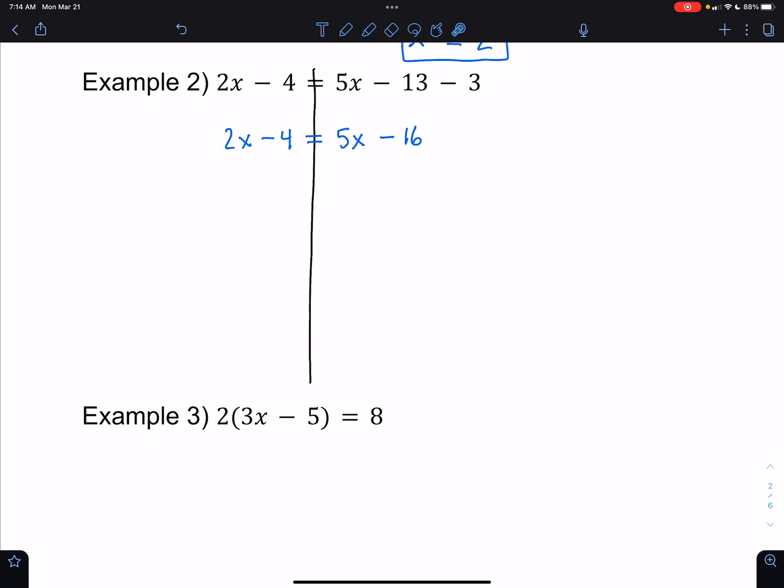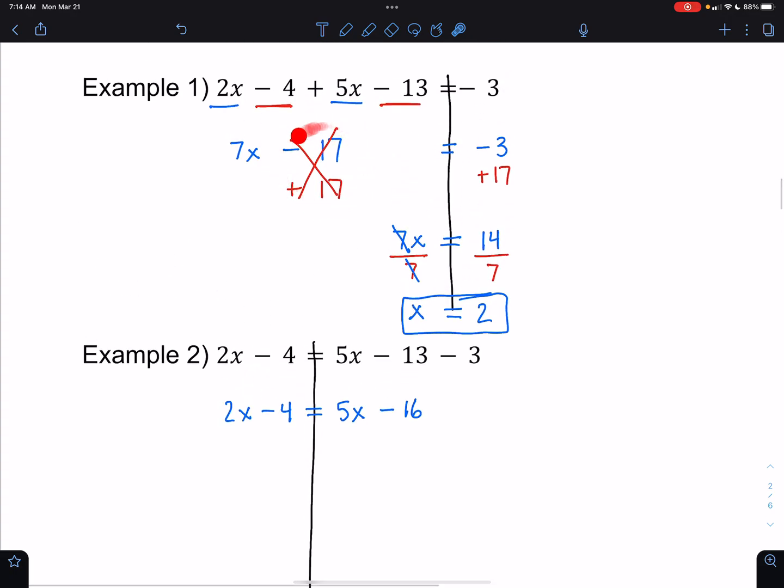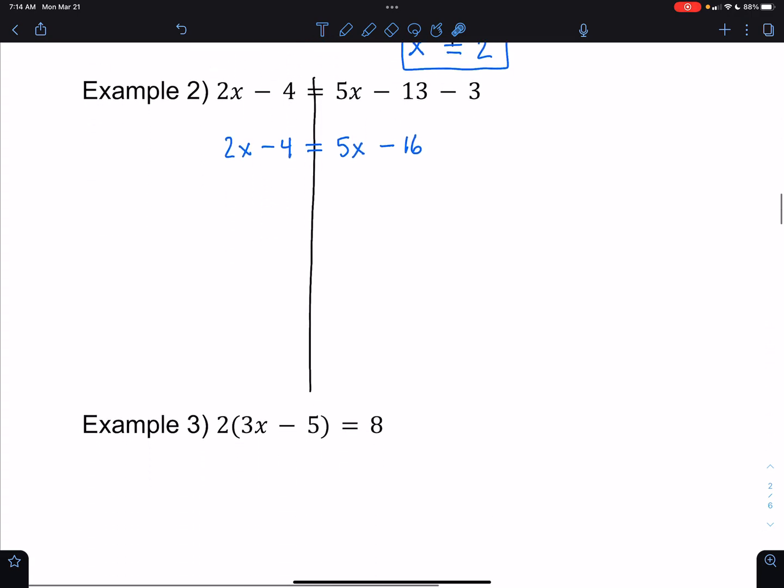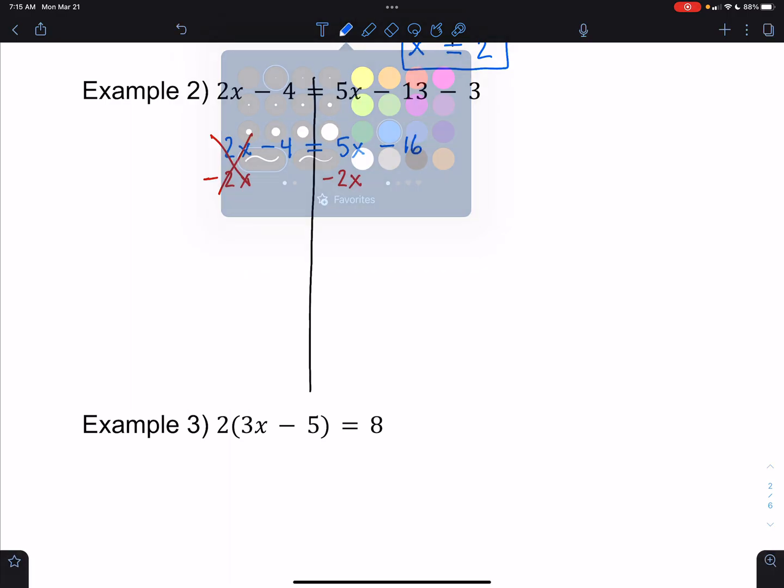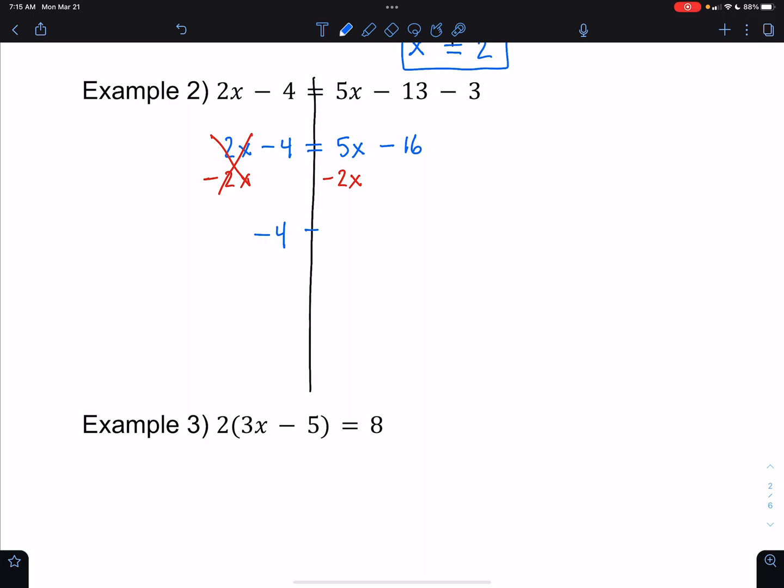And we didn't move x's back and forth in the first example, but we did move some regular numbers back and forth, like when we added 17 to both sides. So we're going to do the same idea with the x things. We have a positive 2x and a positive 5x. So to move those across, we want to add or subtract. We want to do whatever the opposite is. So in this case, if we subtract 2x from both sides, we can take that 2x off of the left and move it to the right. That will leave us with -4 only on the left now. And then 5x minus 2x is 3x, and then we have a minus 16.